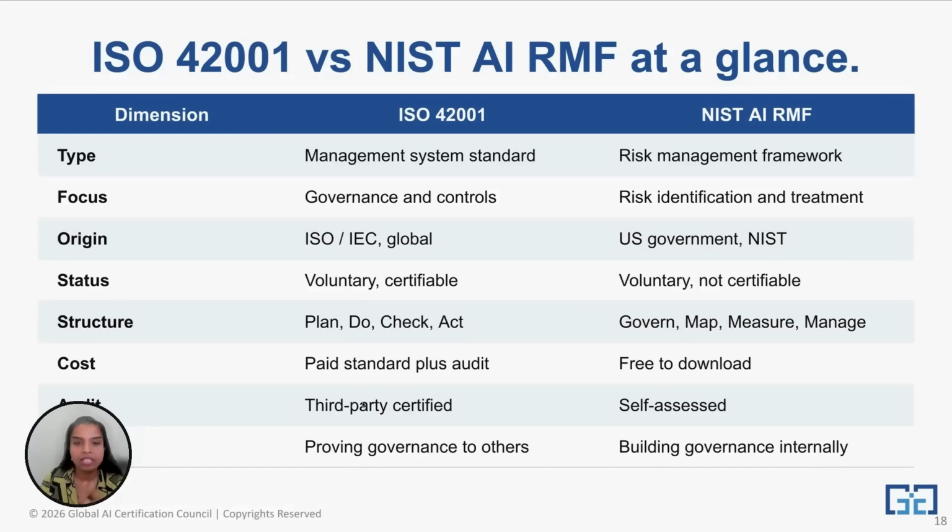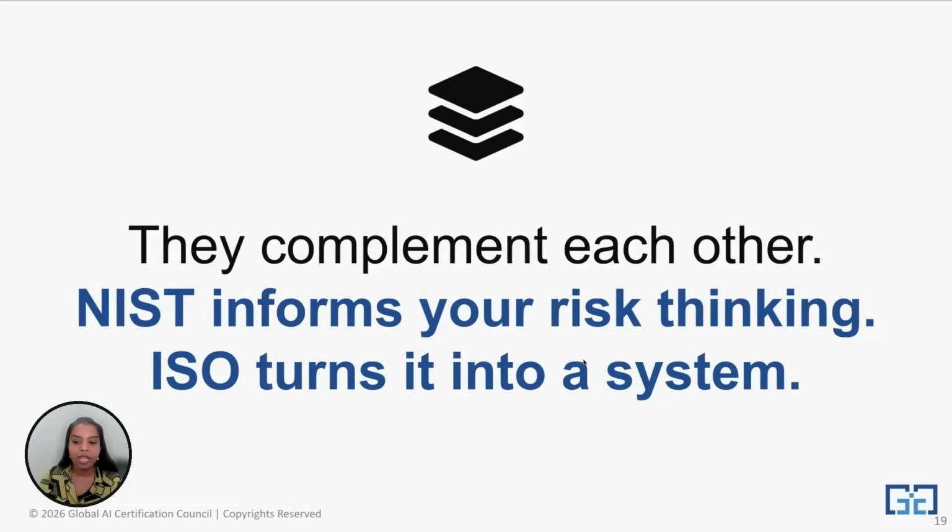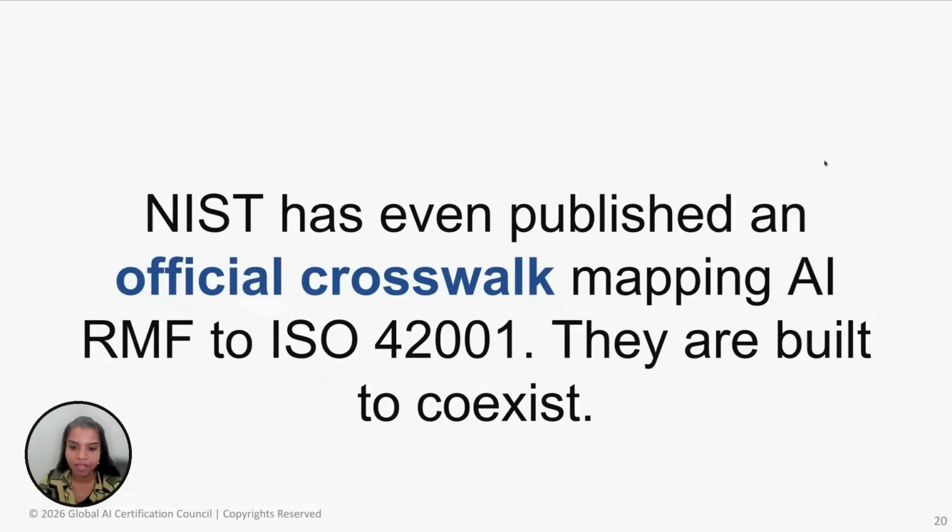So ISO is for proving governance to others. NIST is for building governance internally. I hope you understand the main differences. They actually complement each other. NIST informs risk thinking. ISO turns it into a system. NIST has even published an official crosswalk mapping the AI RMF framework to ISO 42001, which means they are built to coexist.